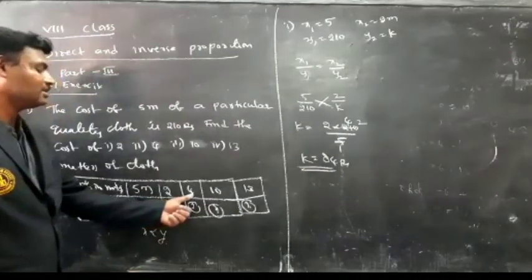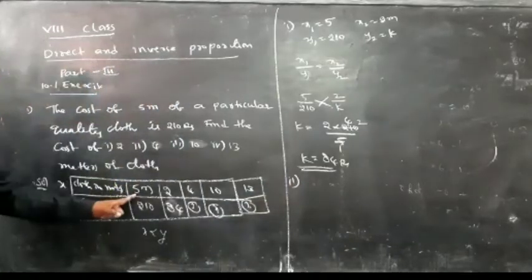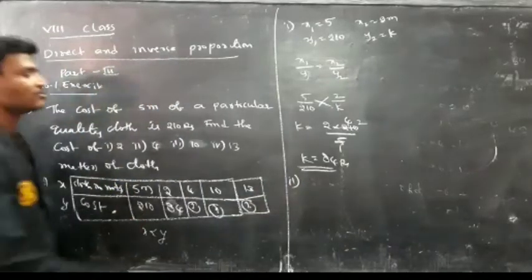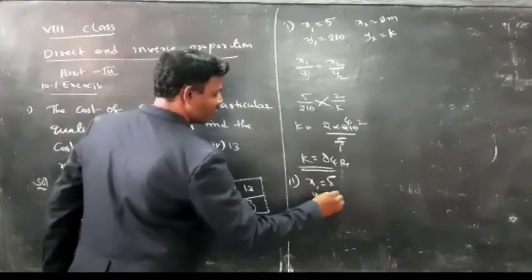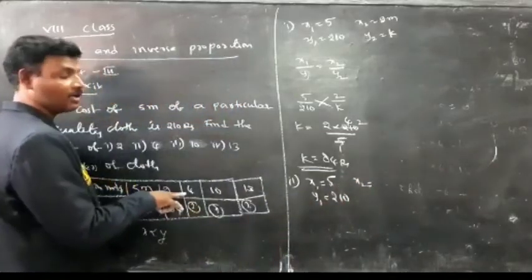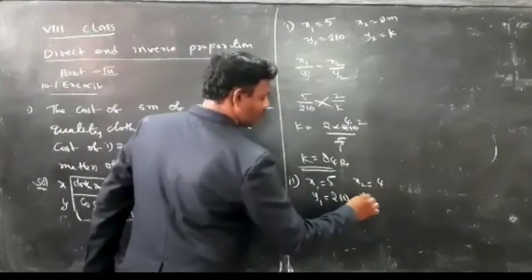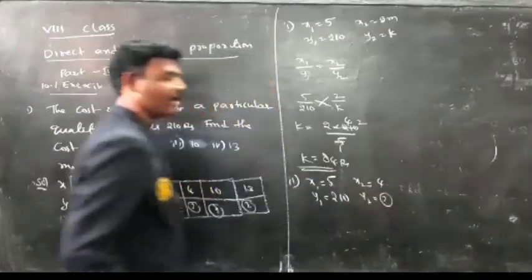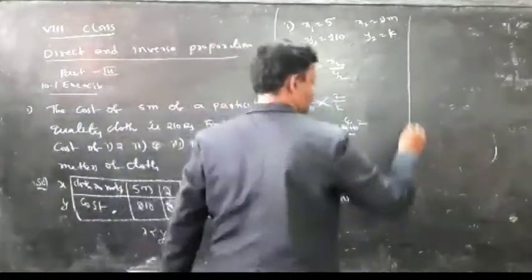Then the next one. Taking the second one, x1 is equal to 5, y1 is equal to 210. Then x2 is the value of 4 meters, so 4. I don't know y2. I need the cost of 4 meters cloth. Same formula.